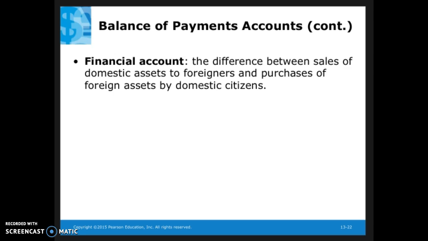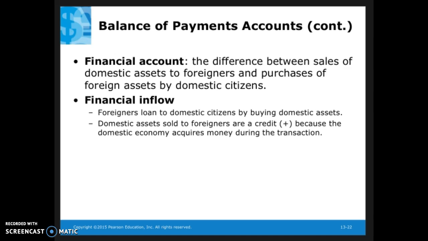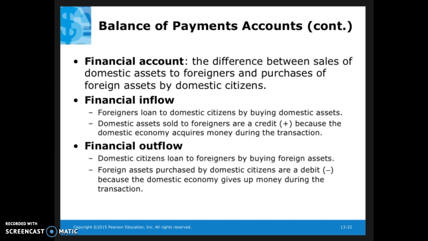Then we have the financial account, the difference between sales of domestic assets to foreigners and purchases of foreign assets by domestic citizens. So we have financial inflow, which is when foreigners loan to domestic citizens by buying domestic assets. Domestic assets sold to foreigners are a credit. And we have financial outflow, which is the opposite.